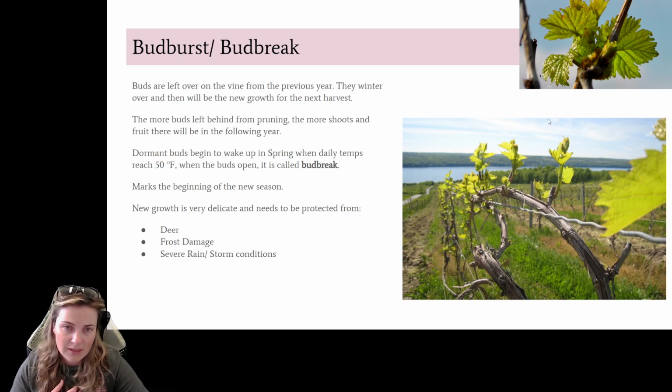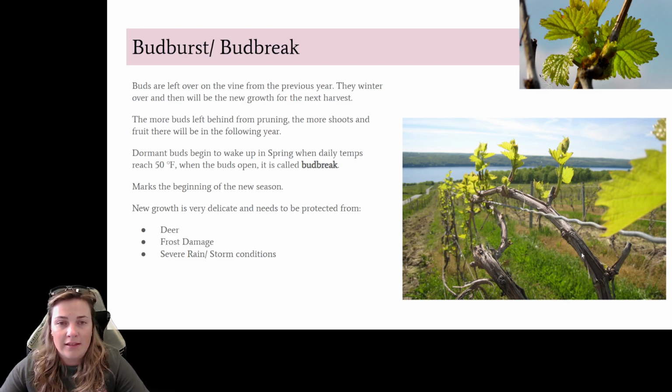In springtime, the significant event is bud break, which is also referred to as bud burst, just depending where you're from. So these are the buds. These are the latent buds, right? The dormant buds that were left behind during the winter season.